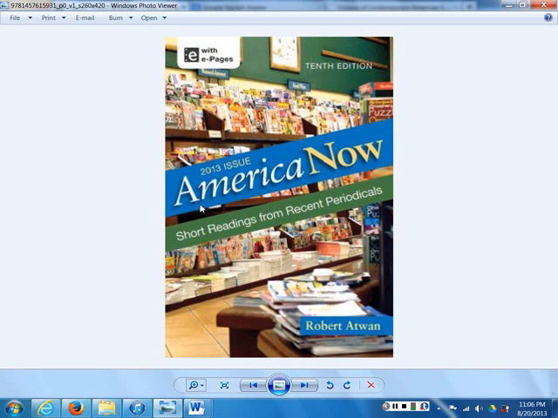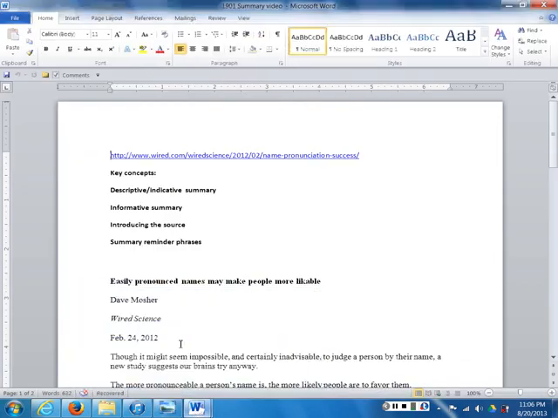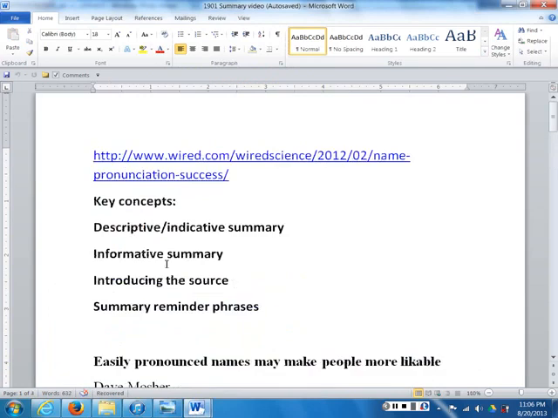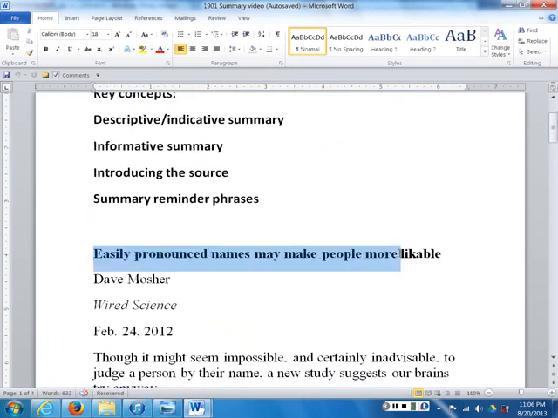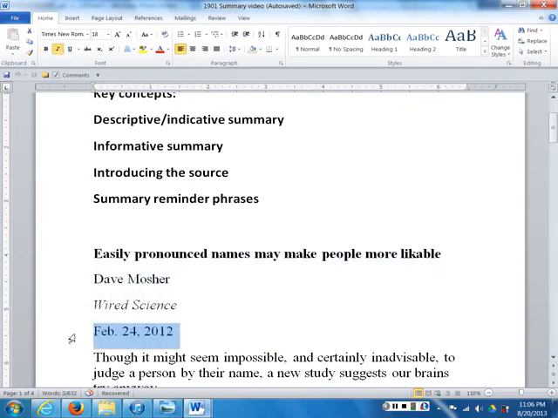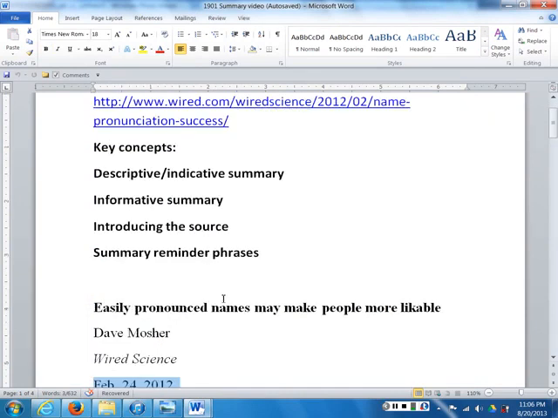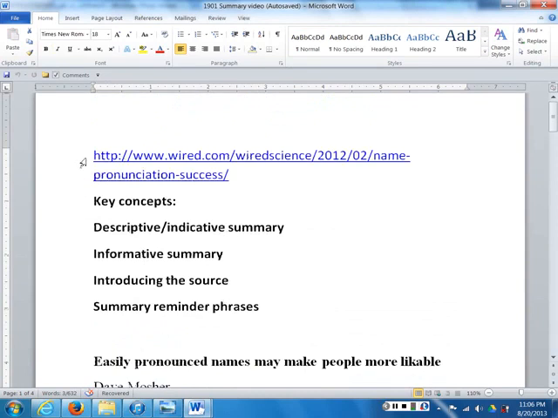So the article we're going to summarize is from your America Now textbook. It's on page 49, and it is Easily Pronounced Names May Make People More Likable by Dave Mosher in Wired Science from February 24th, 2012. This copy is not in your book. I went to the Wired website for this and copied it and pasted it in here so we can highlight it and inspect it. But I advise you to read it in your textbook before you watch this video.